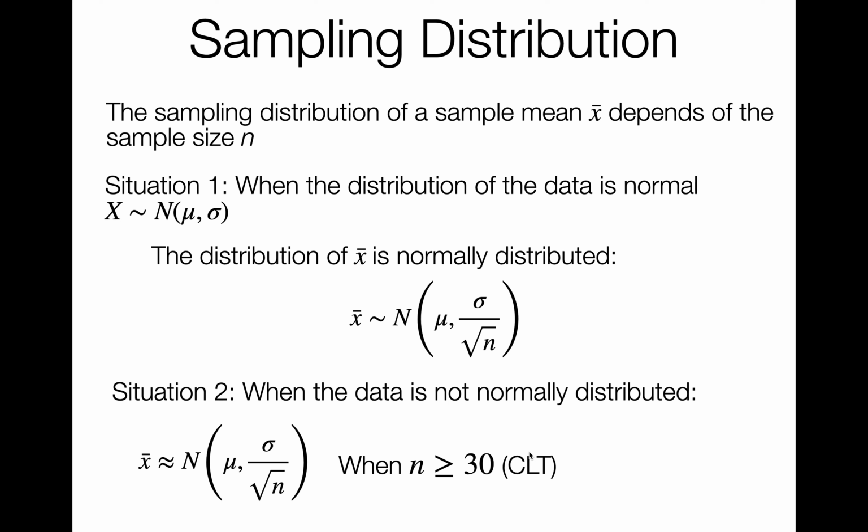Again, this is not a hard and fast rule. N greater than or equal to 30 is not a hard and fast rule. It's a suggestion, but it's a suggestion that we're going to follow in this course.